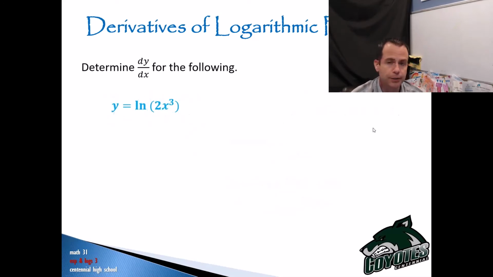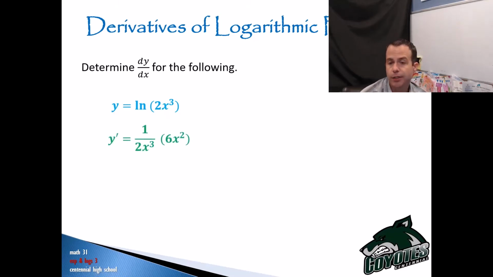So we're going to start with y equals ln of 2x cubed. Well, we said that the derivative of ln x is 1 over x. So the derivative of ln 2x cubed is 1 over 2x cubed. But then I have to multiply it by the derivative of the inside function. The inside function here is 2x cubed. So the derivative of 2x cubed would be 6x squared.